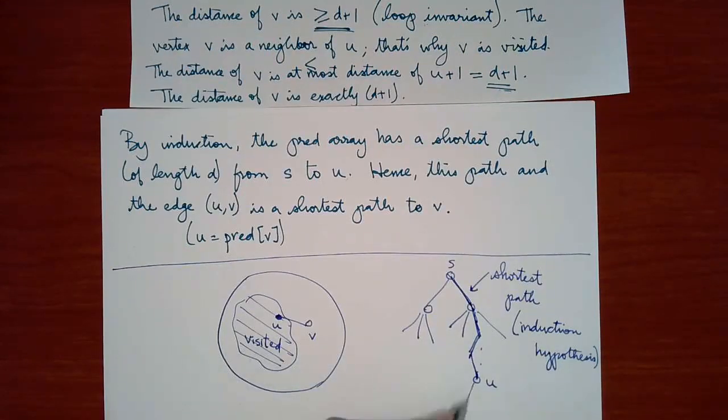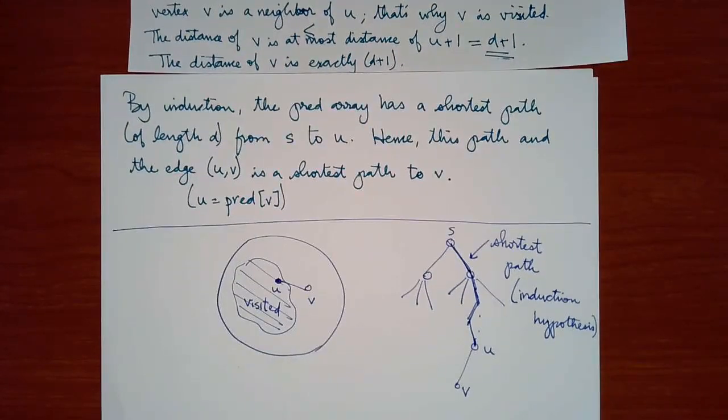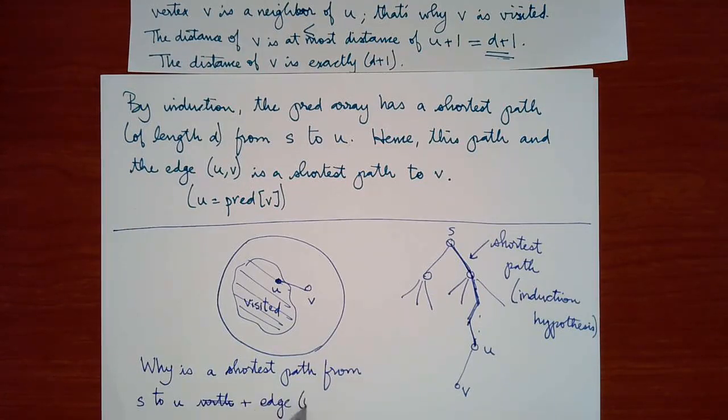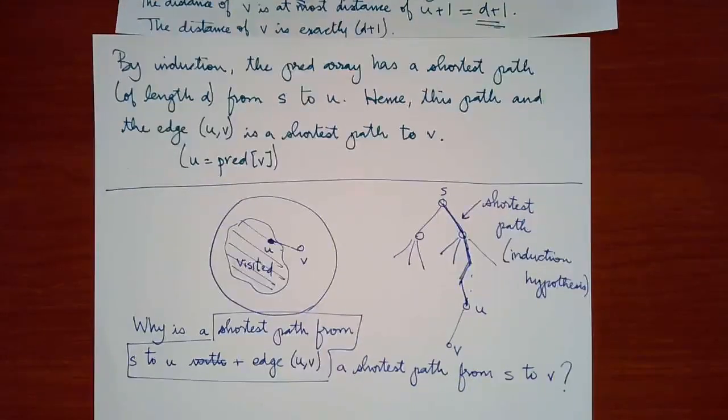What we also know is that V is going to get attached over here, right? Because V is the neighbor of U. And so what we need to argue, or answer, is: why is a shortest path from S to U, plus the edge UV, why is this entire construct a shortest path from S to V? This is what we need to answer, because if we can answer this question, then we would have completed the induction.